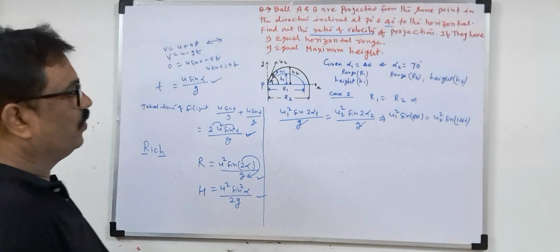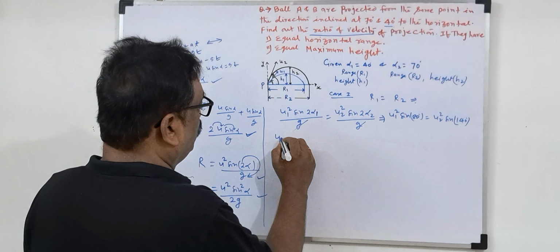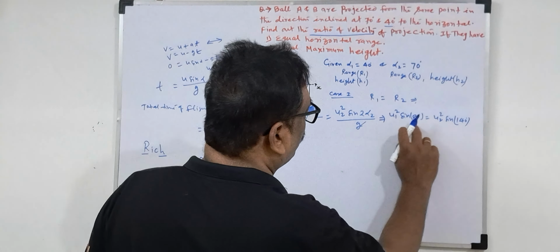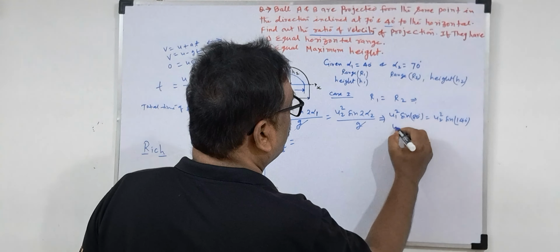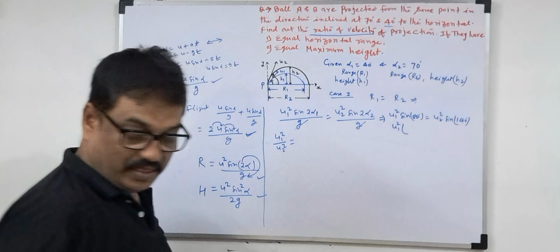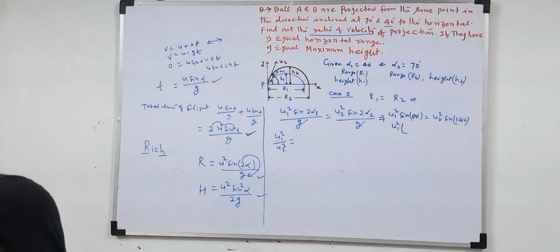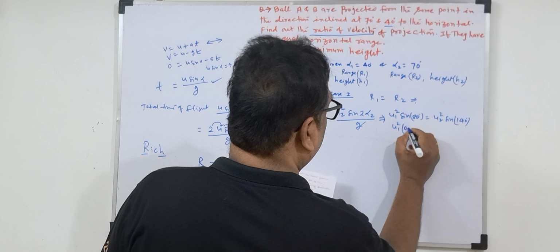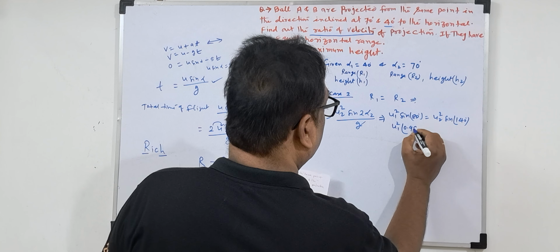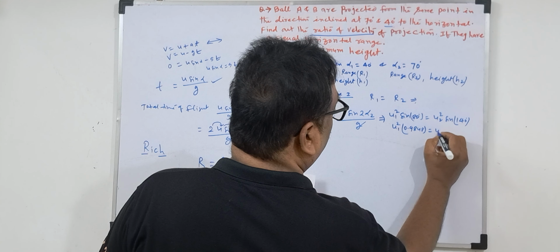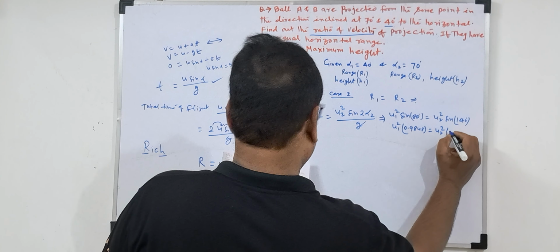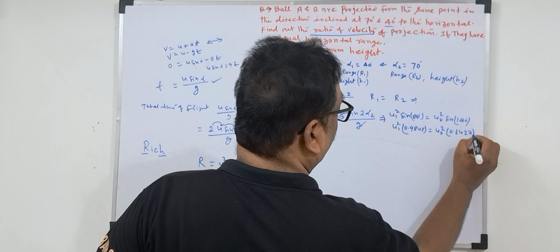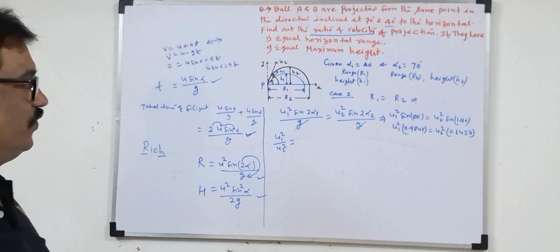Now directly we'll write u1 square by u2 square is equal to, what is the value of this? u1 square is equal to sin 80 degree, the value I calculated here is 0.9848, equal to u2 square times sin 140 degree, which I wrote as 0.6427. This is the value for sin 140.